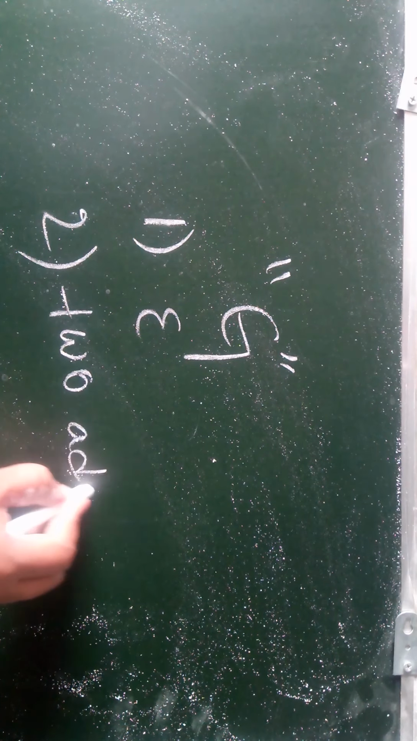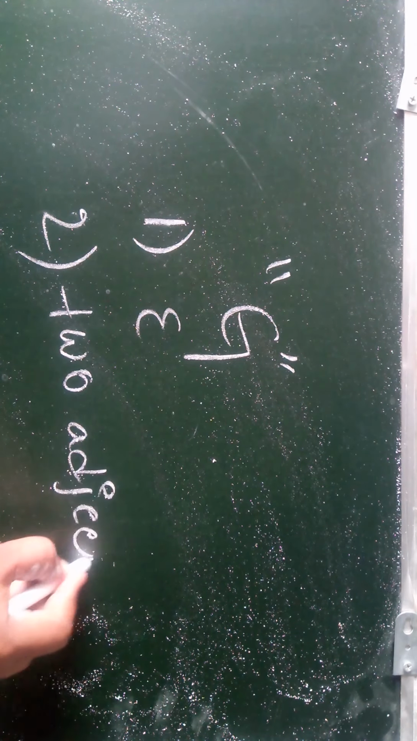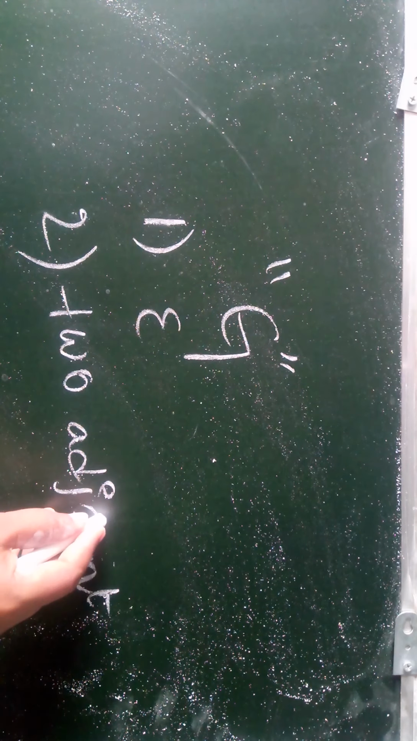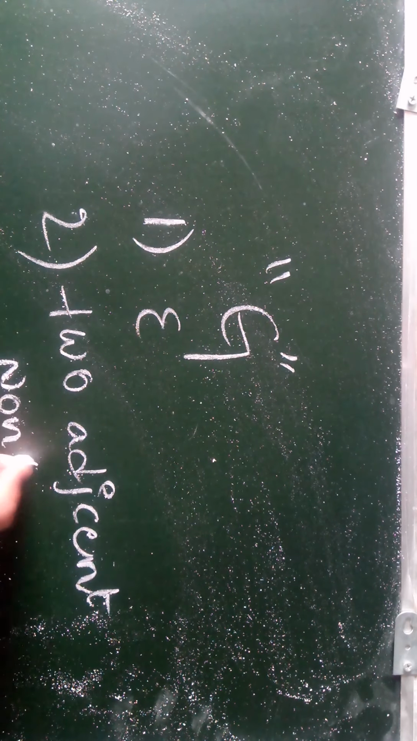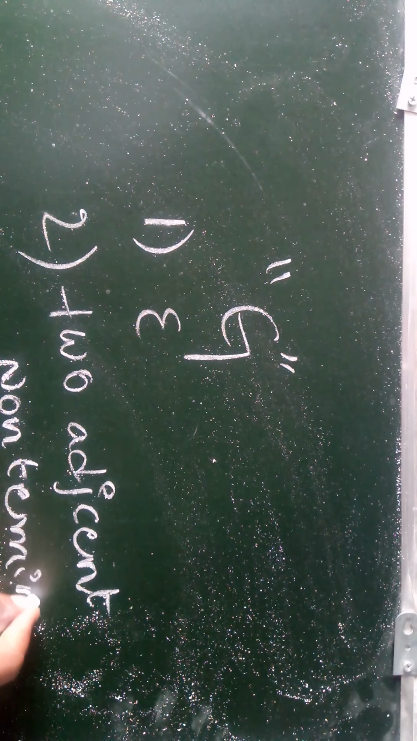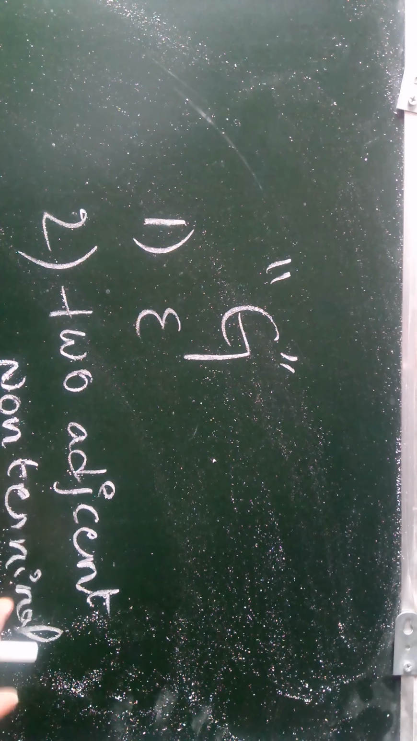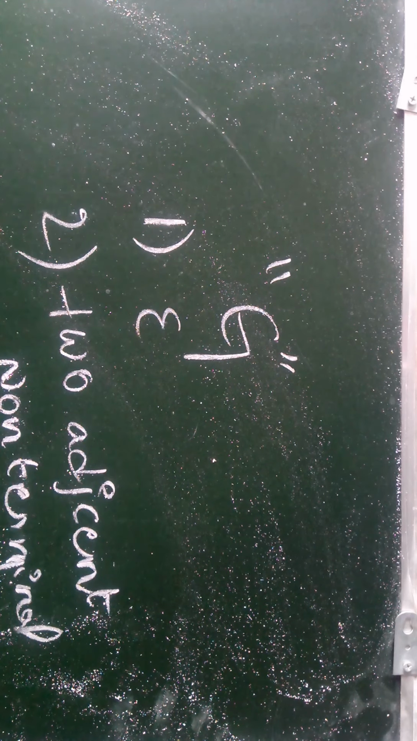Two adjacent non-terminals. On the right hand side, there should not be any production rule possessing two adjacent non-terminals. That means I will tell you these two in detail with examples.